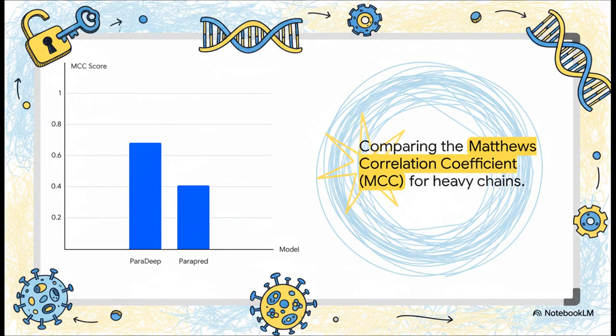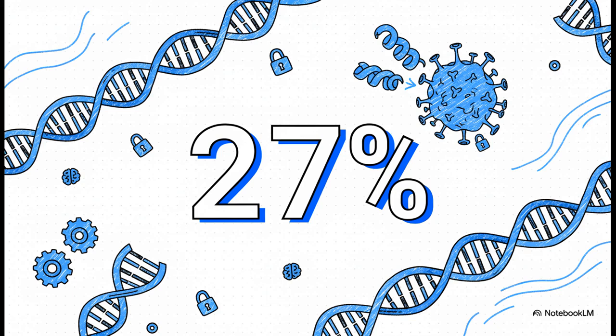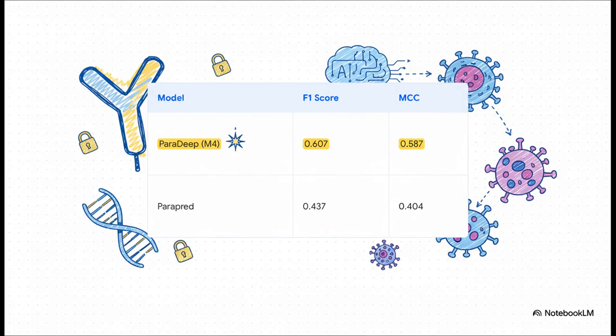This chart just makes it crystal clear, doesn't it? I mean, look at that difference. This isn't just a small step up, it is a massive leap forward in our ability to predict these sites. ParaDeep is just playing in a completely different league. So here's the bottom line. That huge leap in performance translates to a 27% relative improvement in predictive accuracy for these critical heavy chains. 27%. That is an absolute game changer. And it's not a fluke. The story is exactly the same for the light chains. ParaDeep's specialized model again just blows the competition away, proving that its chain-specific strategy is a winning formula all around. This thing is the real deal.